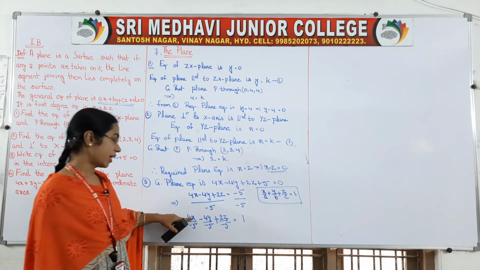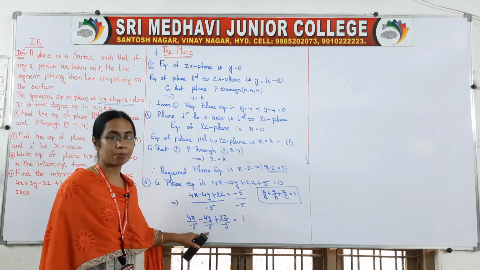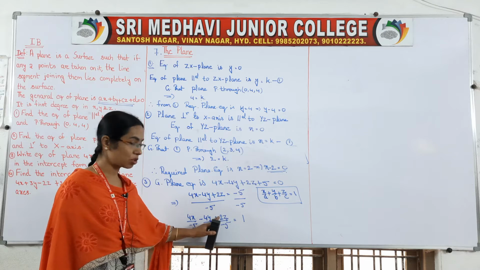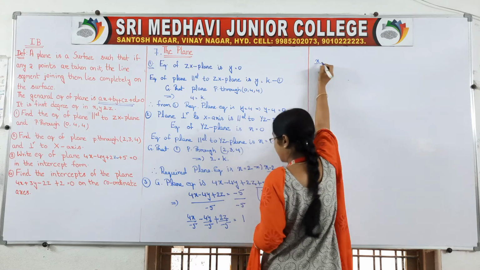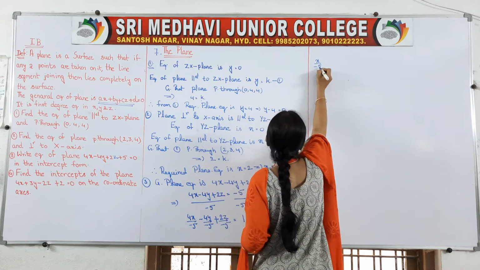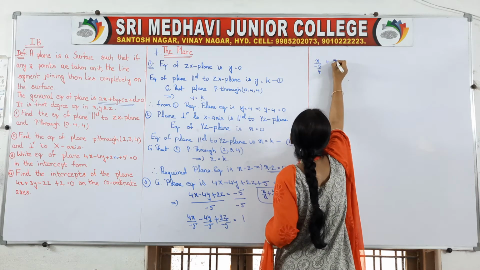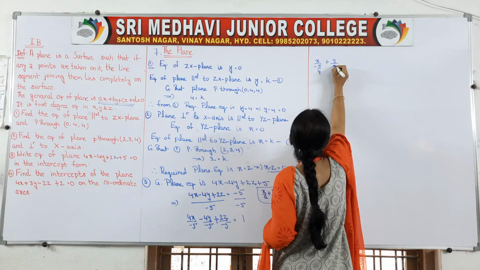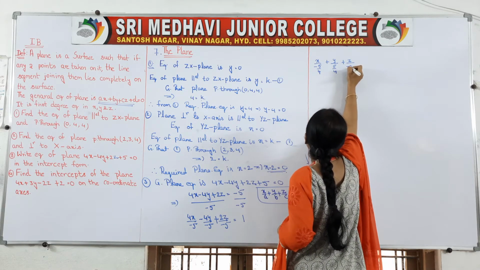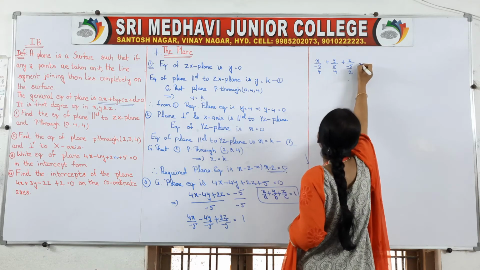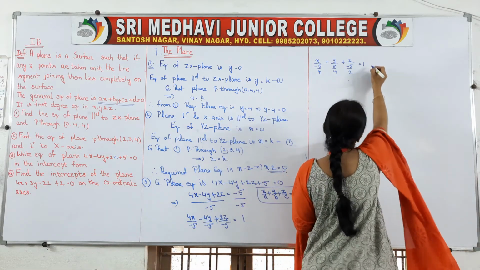So only x should be there means send 4 downwards. Only y should be there means send minus 4 downwards. Only z should be there means send 2 downwards. Then you will have x by minus 5 by 4, and minus of minus cancels, so y by 5 by 4, plus z by minus 5 by 2 is equal to 1. So be attentive while doing the problem.